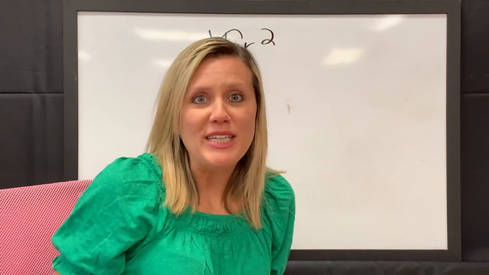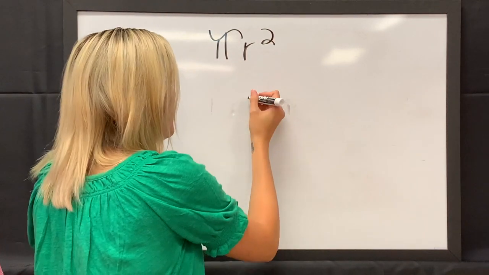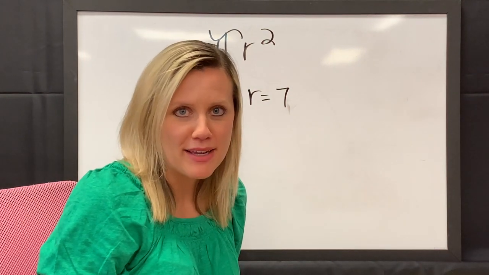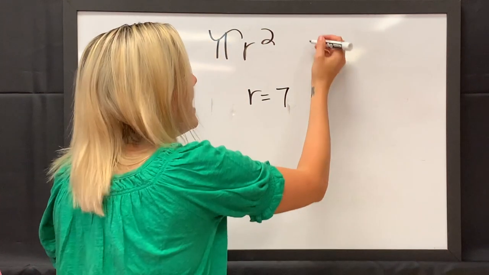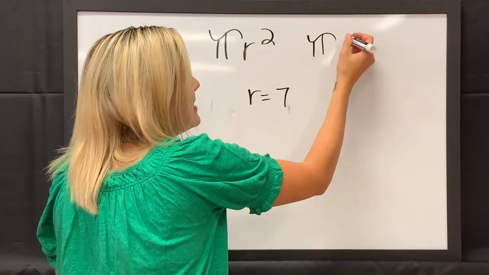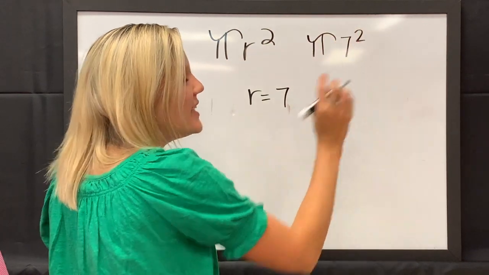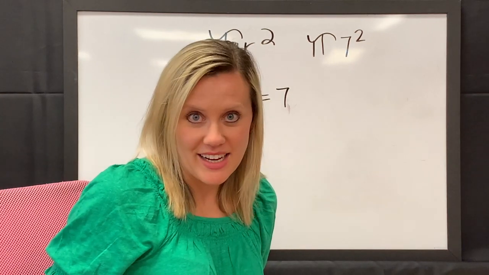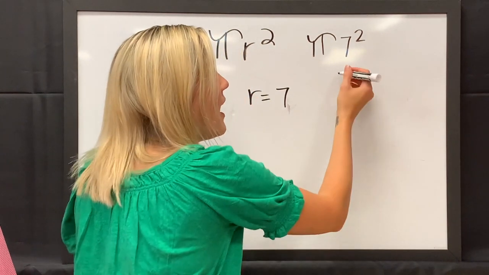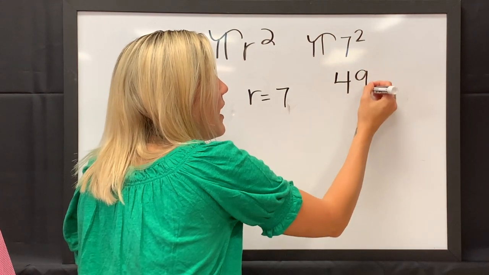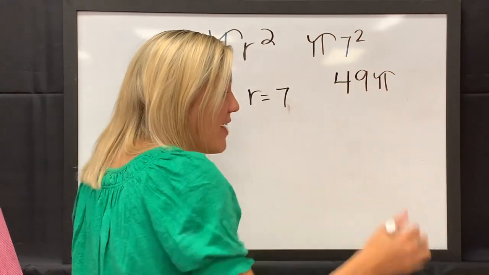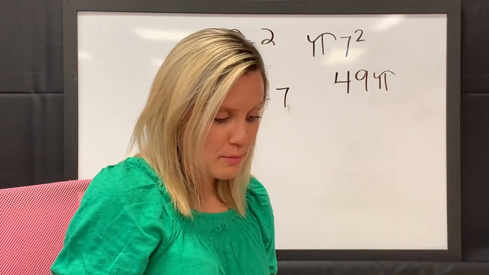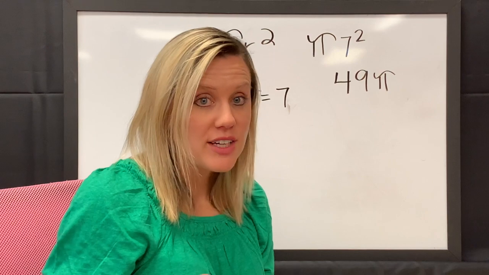Let's pretend this time we didn't have a drawing. We were just told the radius equals 7. Okay, so I am just gonna plug in the number 7 for radius, and I'm gonna have pi times 7 squared. Now 7 times 7 is 49, so the answer in terms of pi would just be 49 pi. And then if I want to find the rounded answer, I would just take 49, multiply it by pi, and I get 153.9.